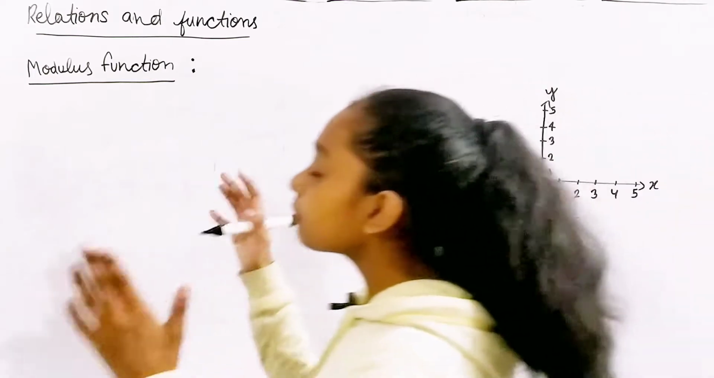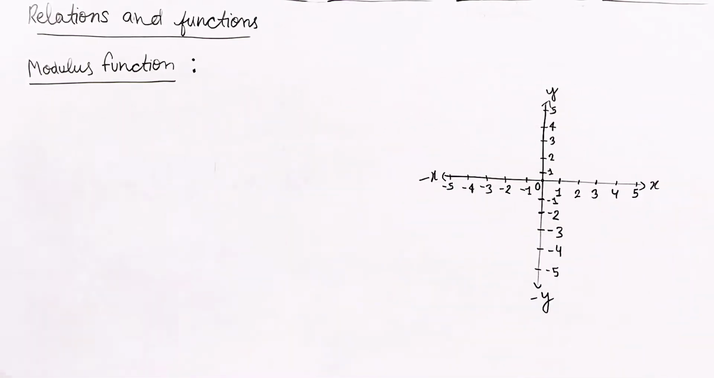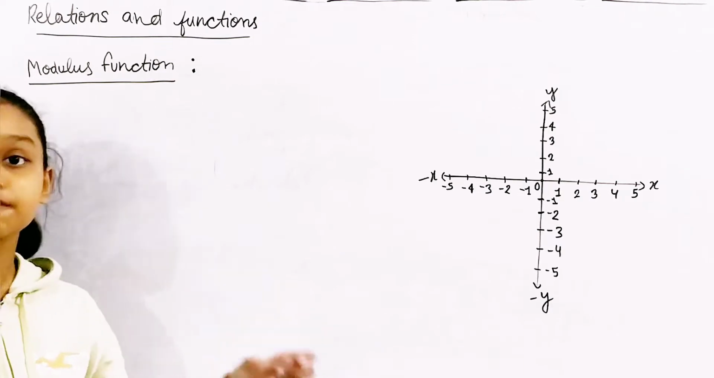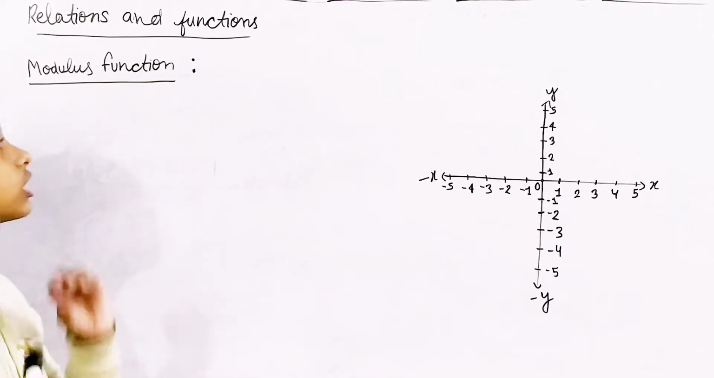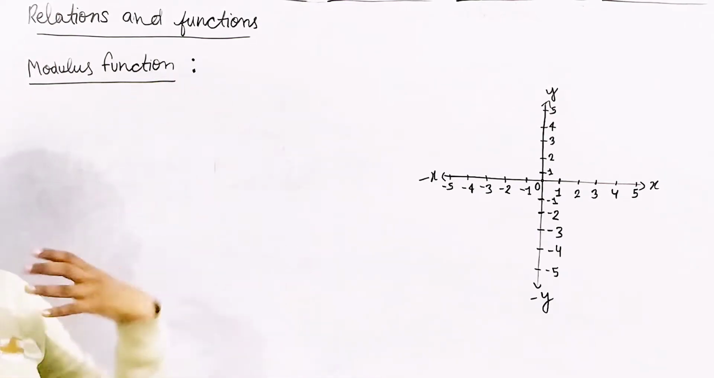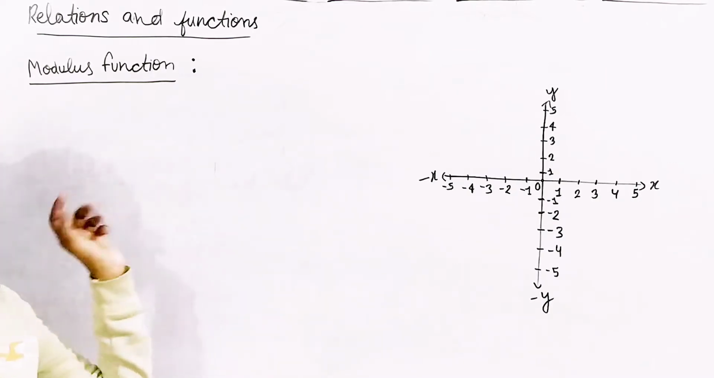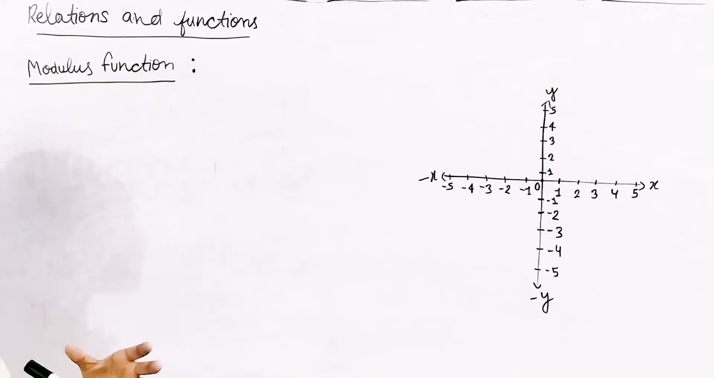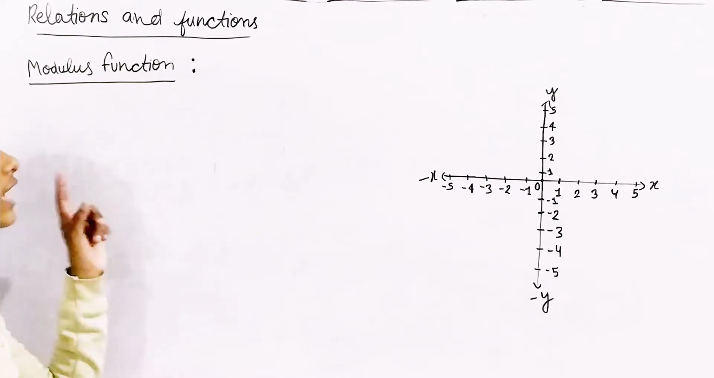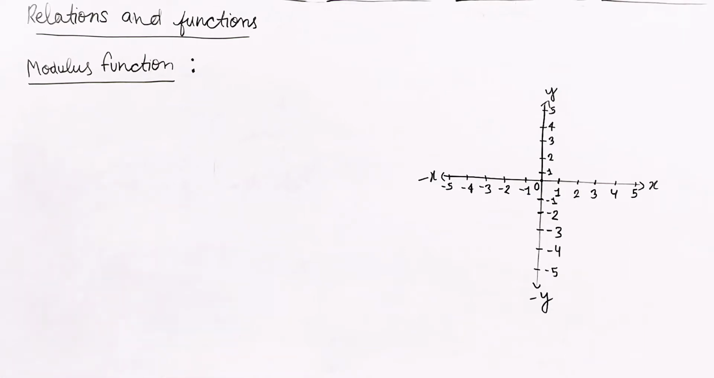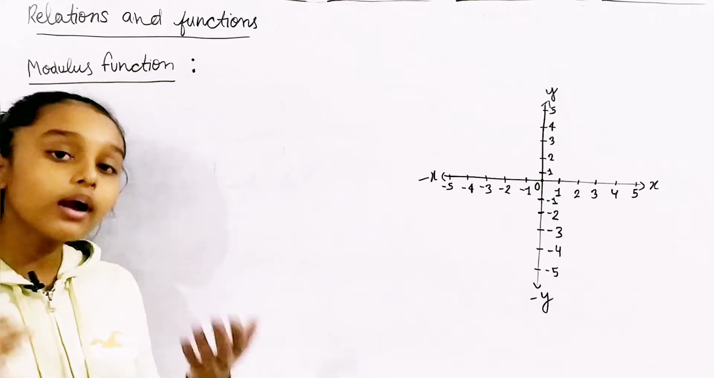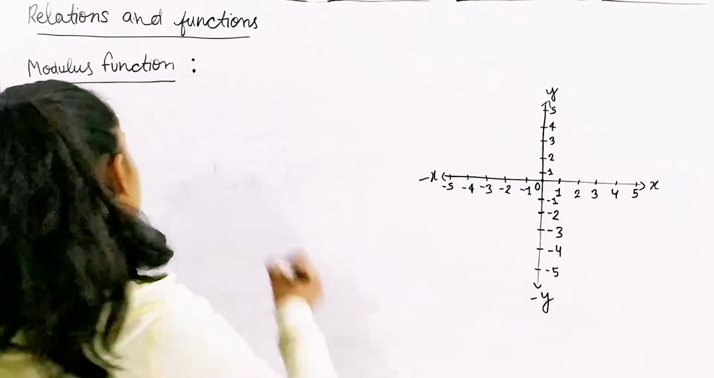First, let me write the statement for the modulus function. It is a function which gives the what? The first thing we have to remember is that in modulus function, we're always talking about a variable or a number. So what is modulus function? It is a function which gives the absolute value of a number or variable. That's it.